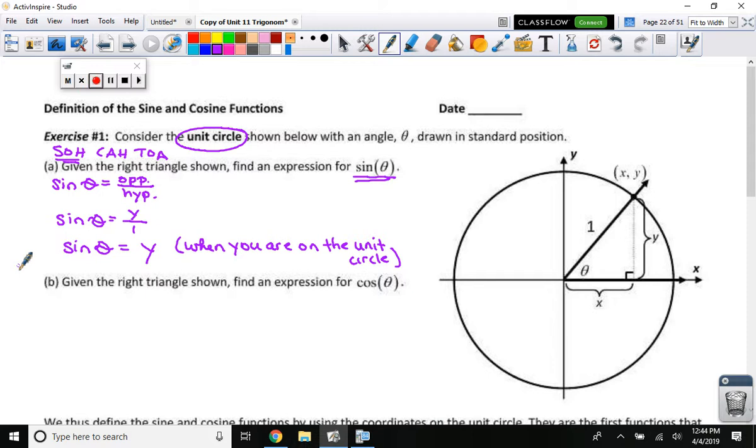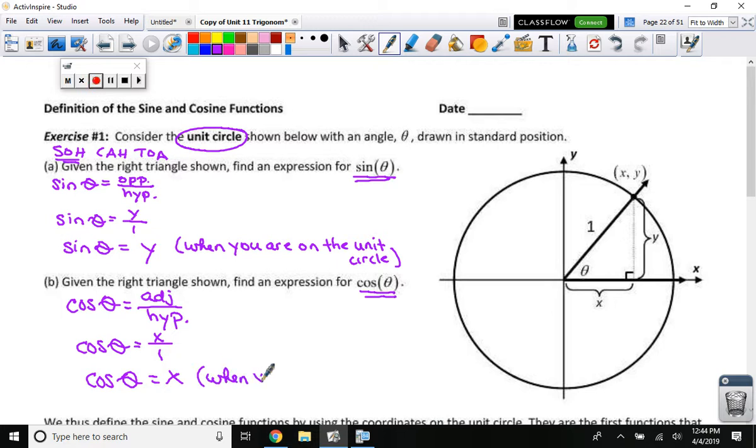We could do the same thing for cosine. So cosine of any angle is always equal to the adjacent side over the hypotenuse. In this case, on the unit circle, with theta in quadrant 1 here, that means it is equal to x over 1, adjacent over hypotenuse, which means the cosine of theta is always going to equal x when you are on the unit circle.